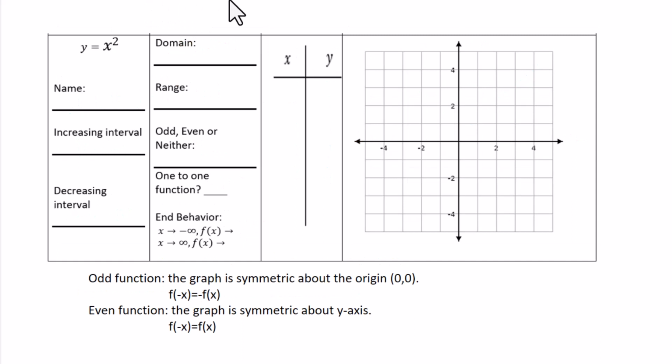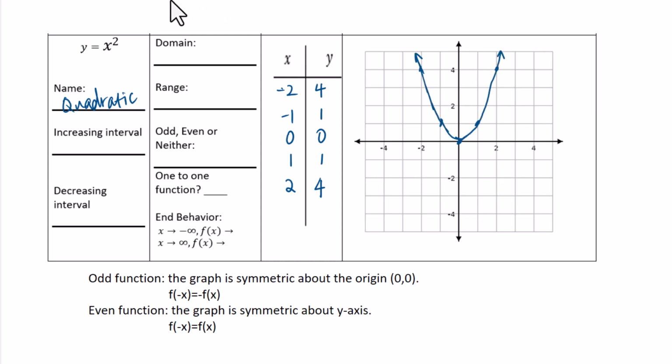Y equals x squared. This is a quadratic function. For x: 0, -1, 1, -2, 2. For y: 0, 1, 1, 4, 4. The points are (0, 0), (1, 1), (2, 4), (-1, 1), (-2, 4). Then we smoothly connect these 5 points. F of x equals x squared.